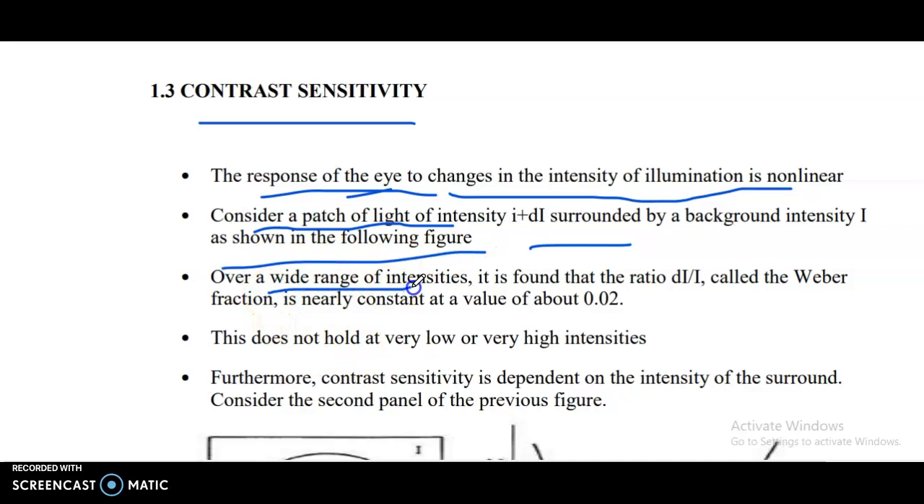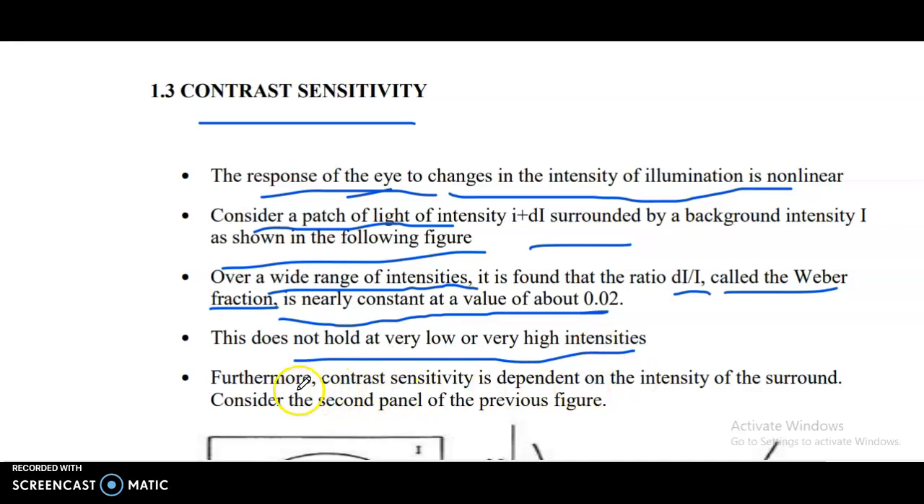Over a wide range of intensities, it is found that the ratio dI by I, called the Weber fraction, is nearly constant at a value of about 0.02. This does not hold at very low or very high intensities.